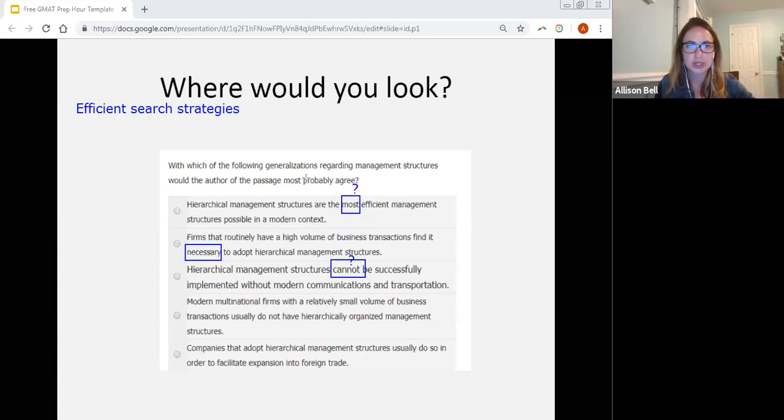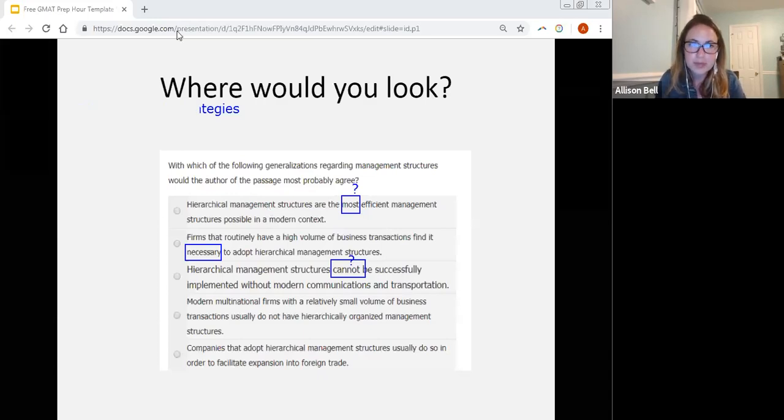So for instance, I won't look for a word like adopt because I could easily see the passage not having used the word adopt, having said used hierarchical management structures. And I'm hunting for the word adopt and they put in a different word that's a synonym for used. So I want to pick a word that probably doesn't have a synonym in the passage, like a word that I remember seeing or a word that was frequently used, or even better, a word that was rarely used, a word that I'm like, oh yeah, they talked about that, but they only talked about it in one place, and I'm going to search for it.